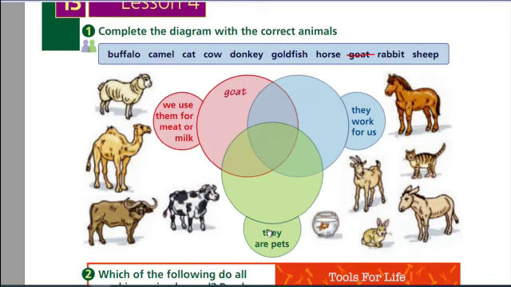They are pets. What are the pets? Cat. We got goldfish, and in some cases rabbits. They work for us: donkey, horse.